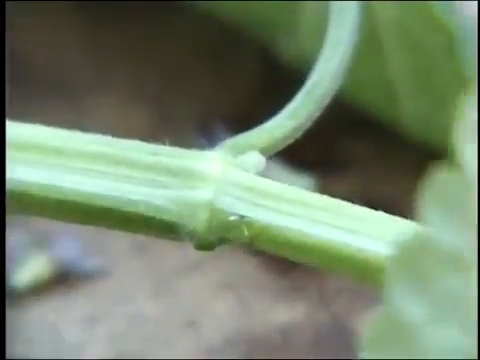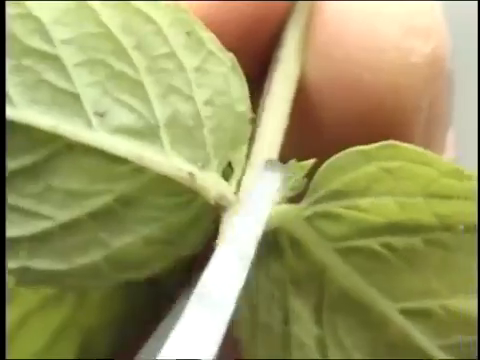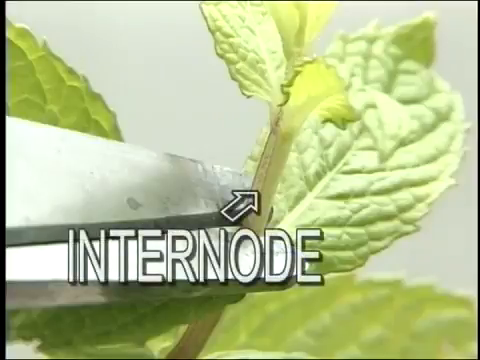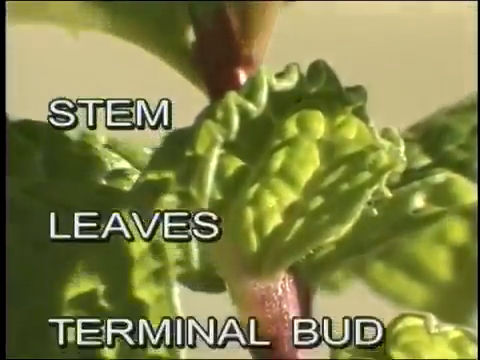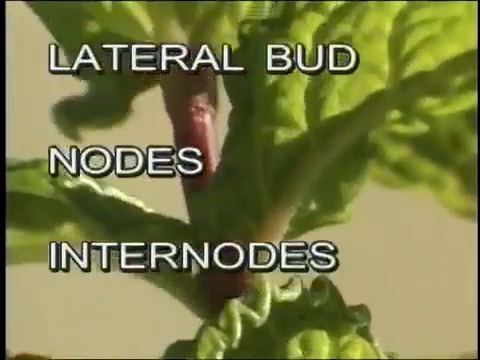Leaves and buds are usually removed from the bottom nodes of the cutting. The segments of bare stem in between the nodes are called internodes. We'll refer to these terms again as we begin working with stem cuttings.